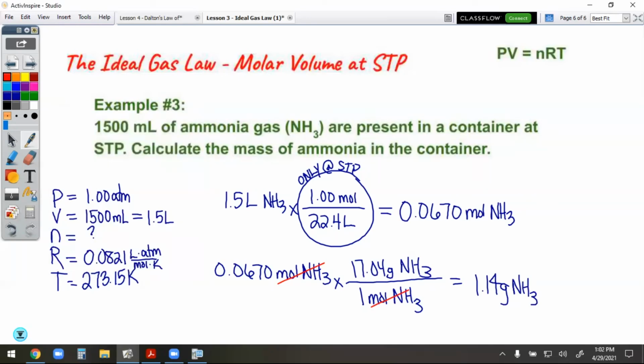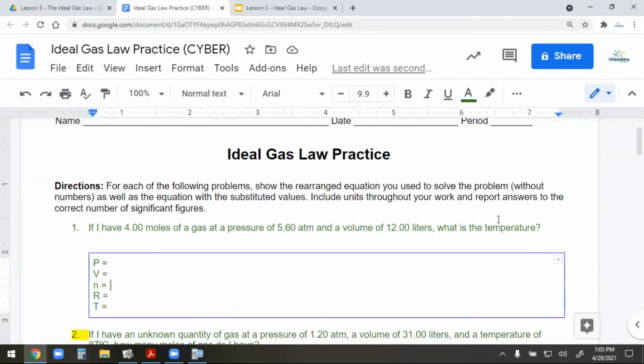Let's take a look at one of the homework problems. So looking at our assignment for tonight, I'm asking you to only do the even numbered problems. But let's take a look at problem number 1 together. It says, if I have 4.00 moles of a gas at a pressure of 5.60 atm and a volume of 12.00 liters, what would my temperature be?